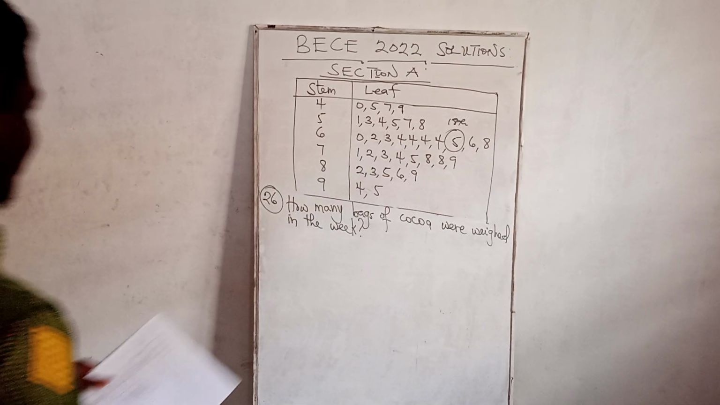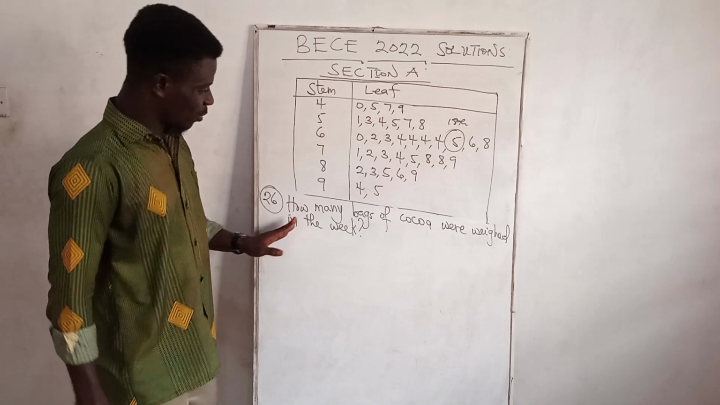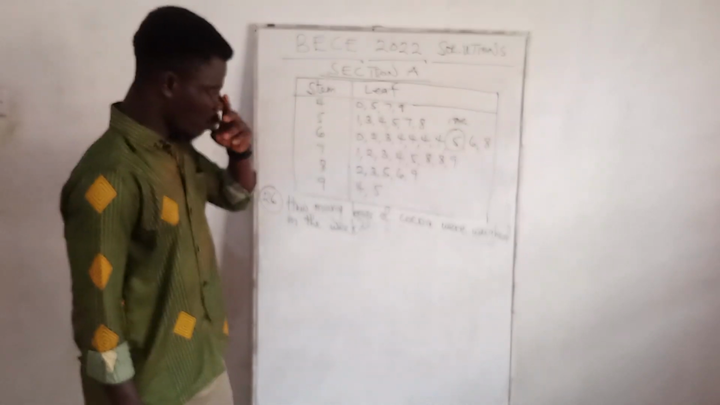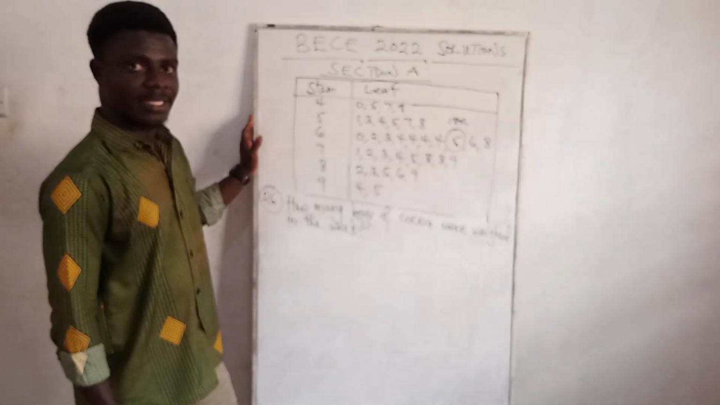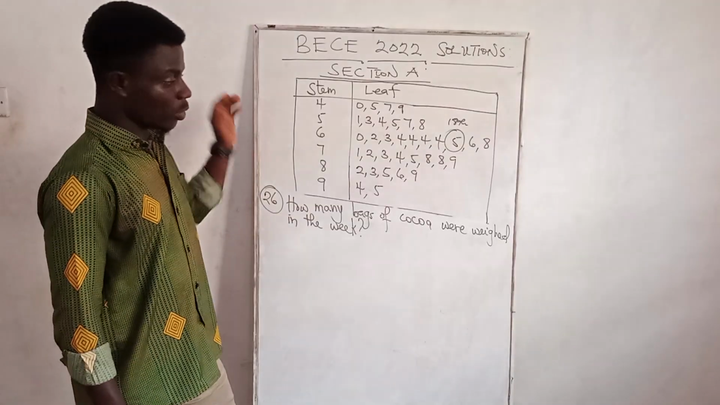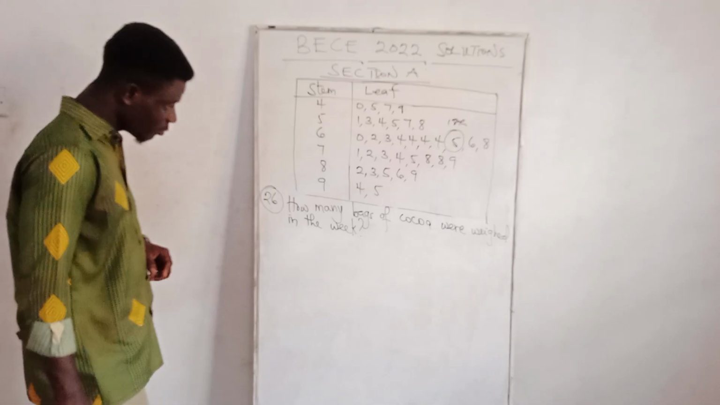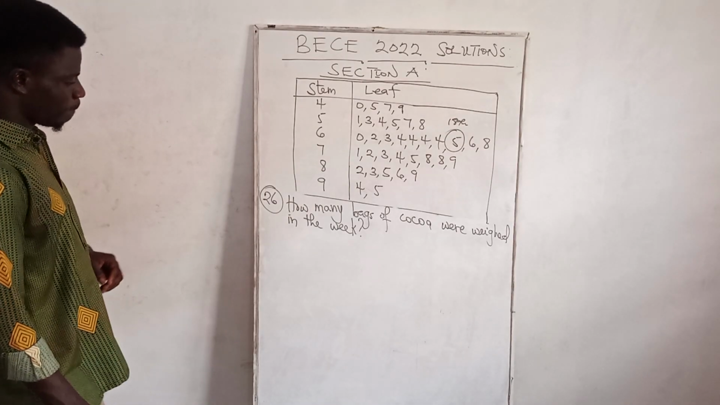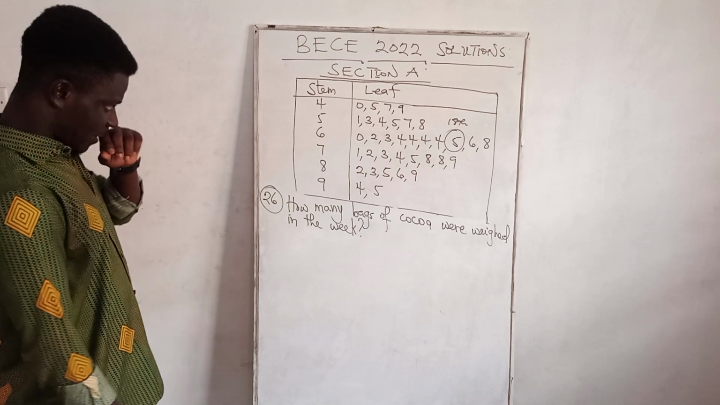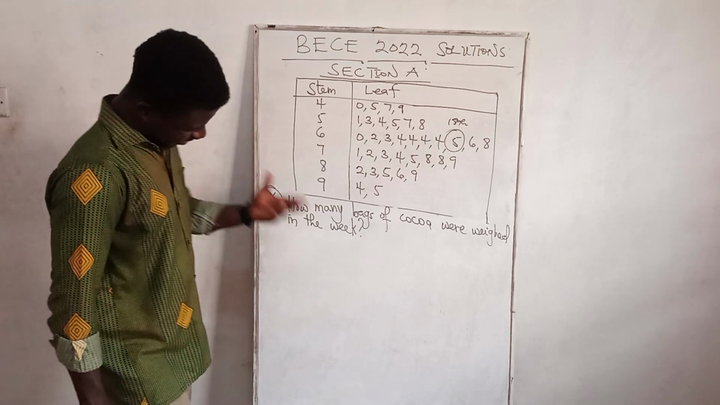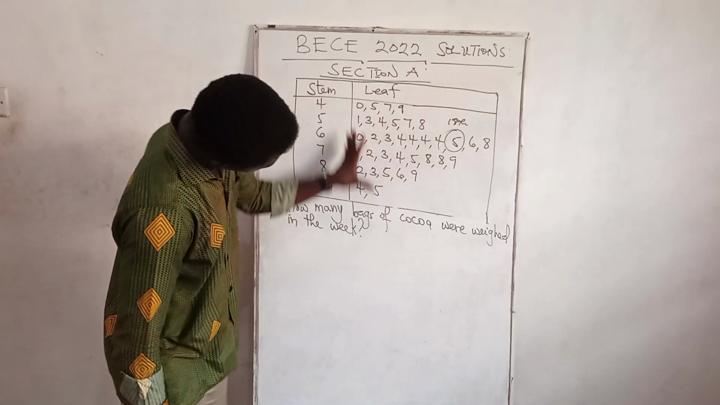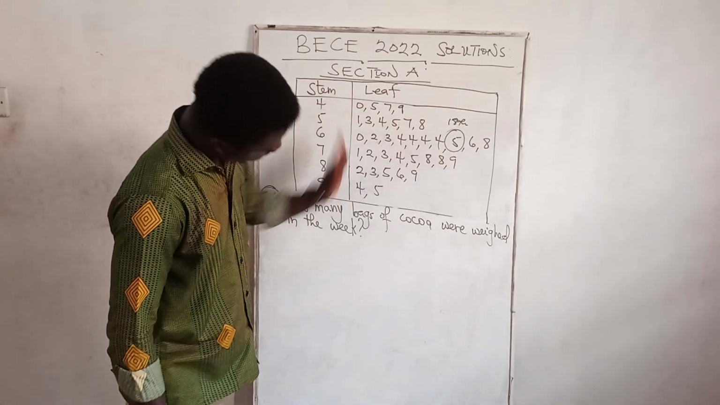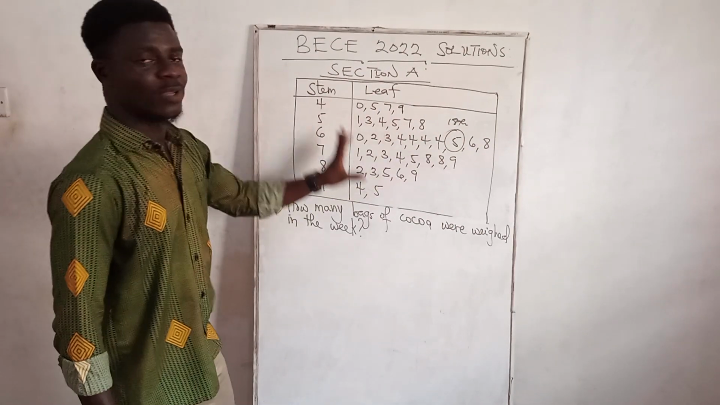Alright, so now let's see question 26. They are saying, how many bags of cocoa were weighed in the week? How best can you solve this? They are asking how many bags of cocoa. Just count the number of values here, which we have done already.